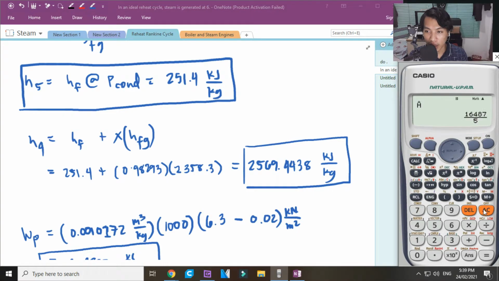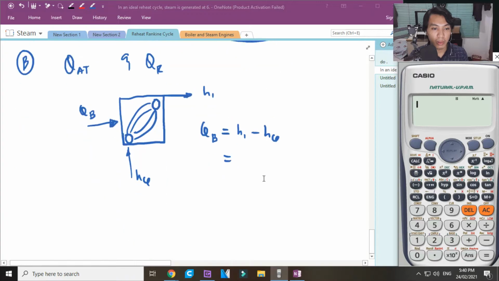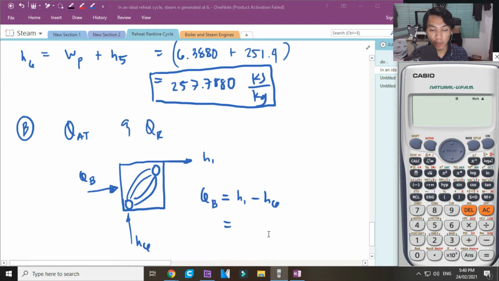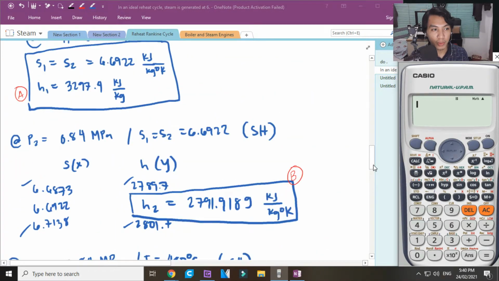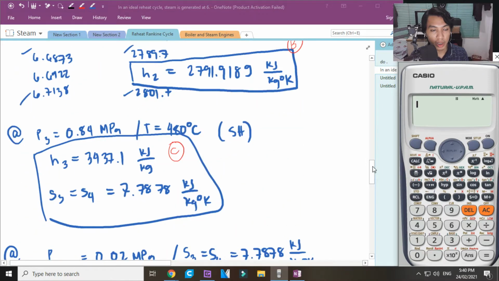Let's check. Recall letter A. Recall letter B. Recall letter C. Recall letter D. Recall letter E. And then recall letter F. Okay, we are now prepared to solve this. H1 minus H6. What is H1? H1 is 3297.4.